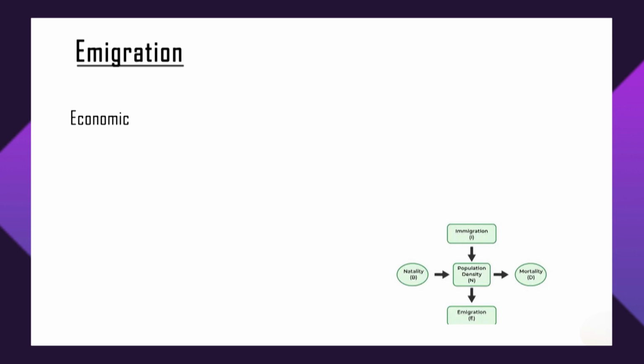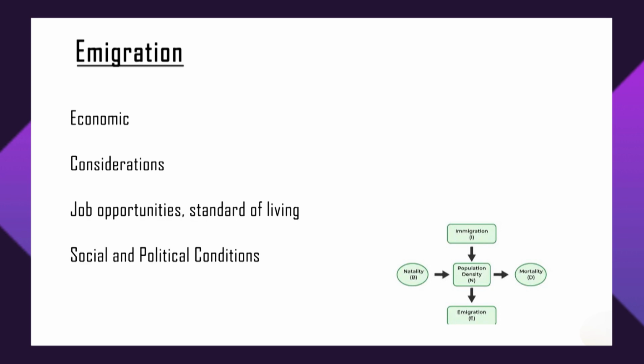In this category, the subtypes can be the job opportunities, the standard of living, and all the social or political conditions of another population, which affect the rate of immigration. Another important aspect is the political stability or the governance in that particular environment.